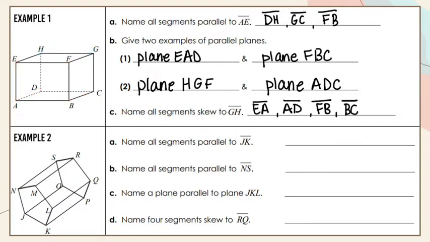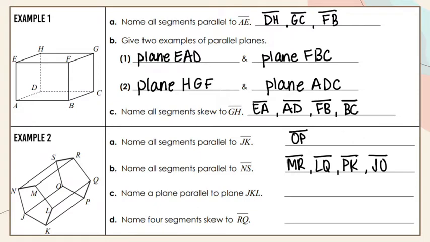Example 2, name all segments parallel to JK. So JK is here. The only parallel segment is OP. Name all segments parallel to NS. This is NS. So let's look at what's parallel to that one. MR is parallel. LQ is parallel. KP and JO. All of these lines are parallel to NS.